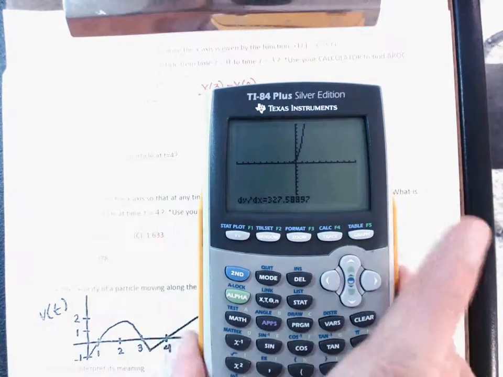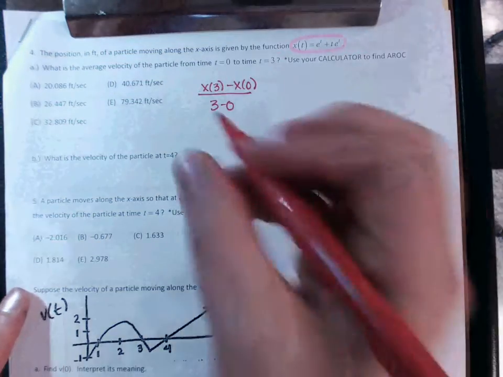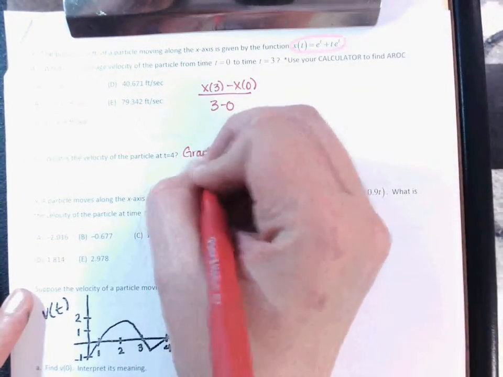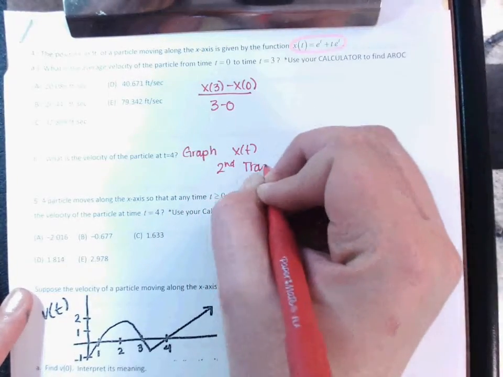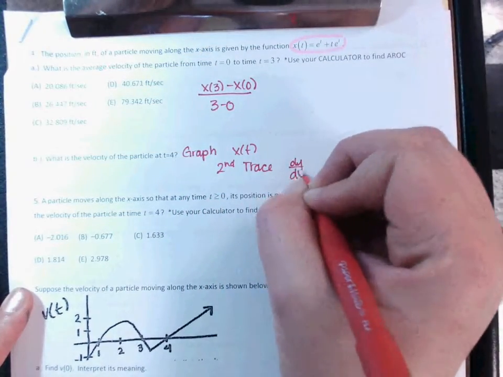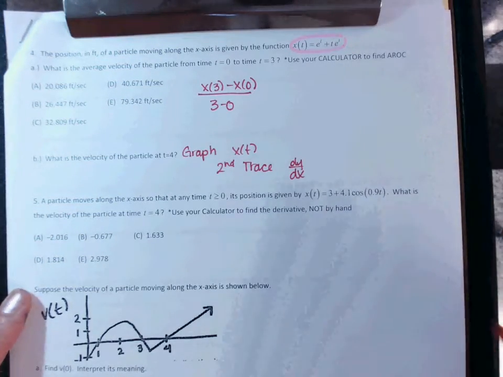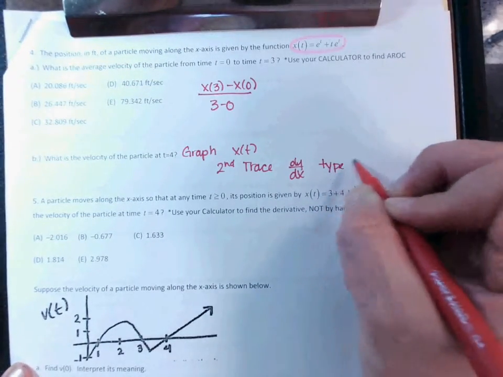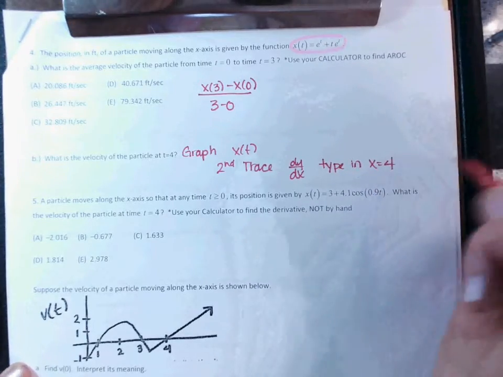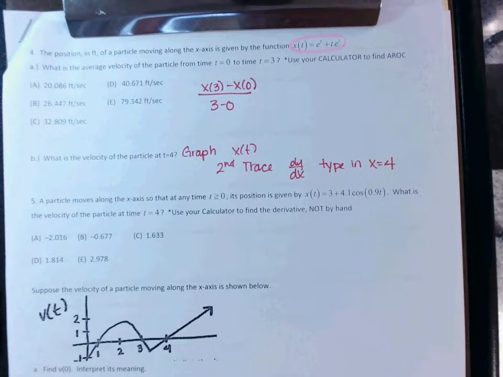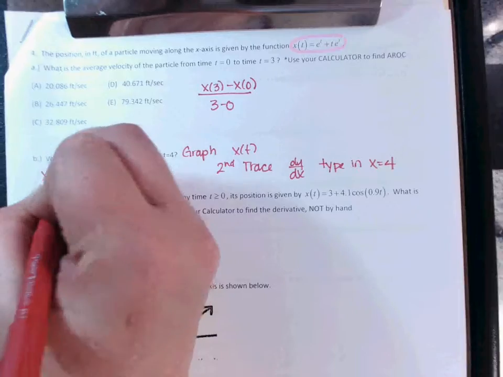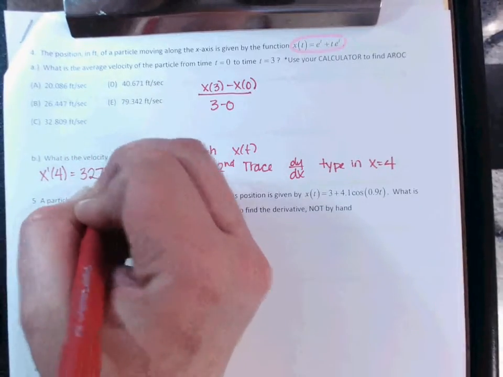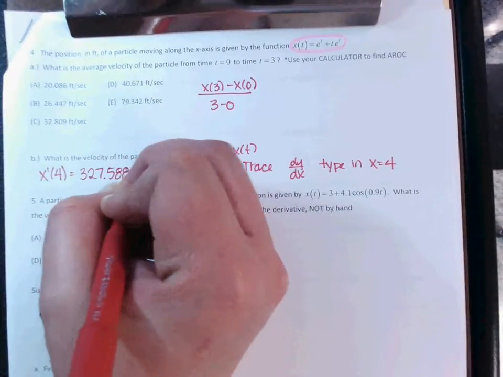Yes. So I'm going to let you write those down, but you'd graph x of t. Then you hit second trace, then choose dy dx, which means derivative, and then you have to type in the x value. And then it'll automatically pop out the derivative at that number. Okay? So that would be the answer. You'd find x prime of 4 equals 327.5889.